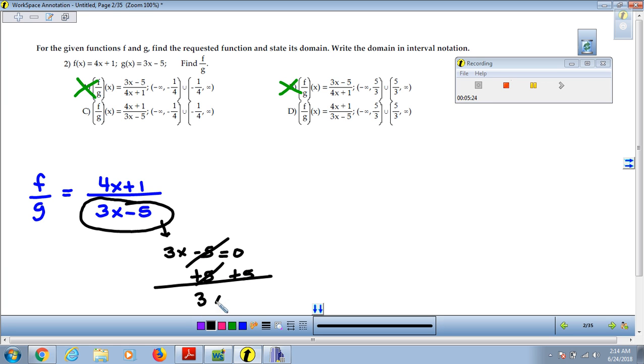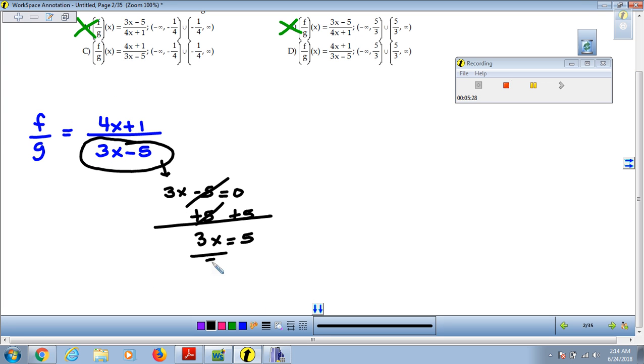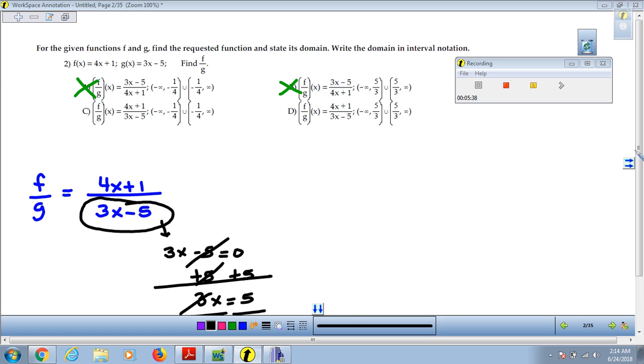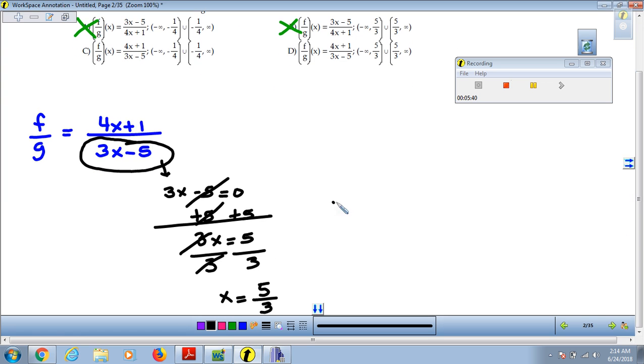So 3x equals 5. You divide by 3, and this is x equals 5/3. So I'm going to do a number line where I place the 5/3 right here.